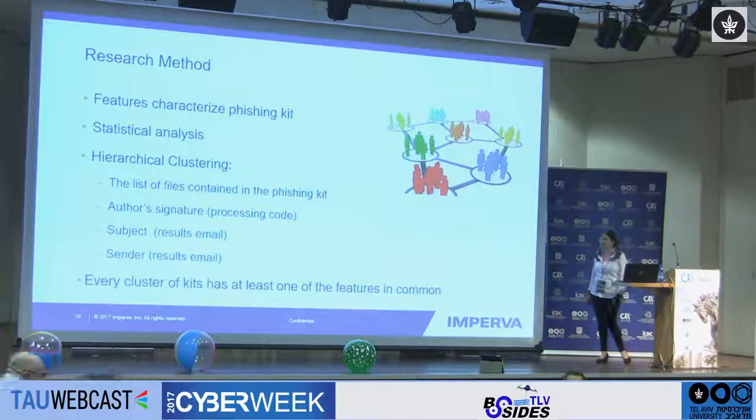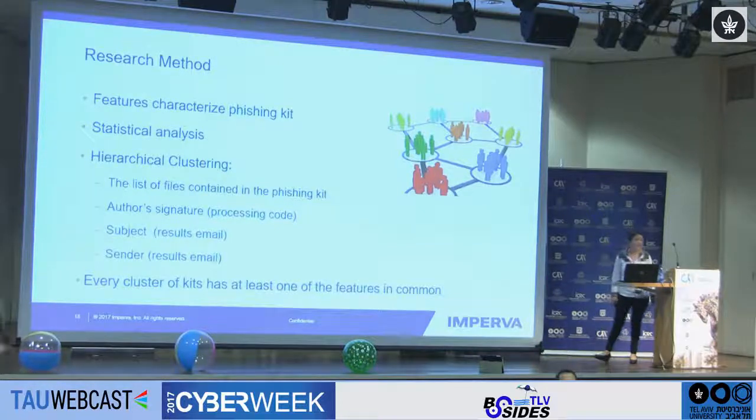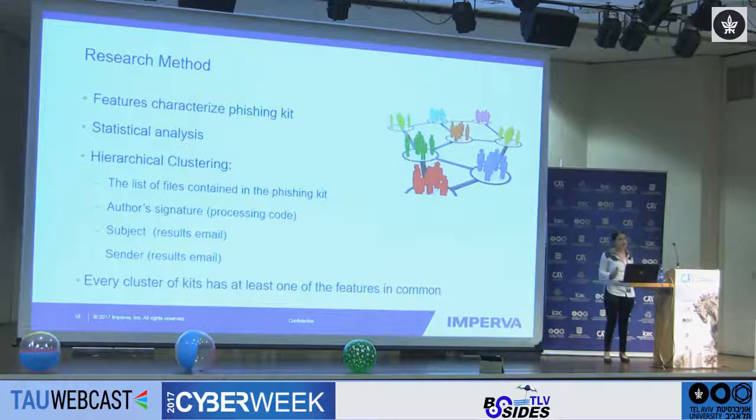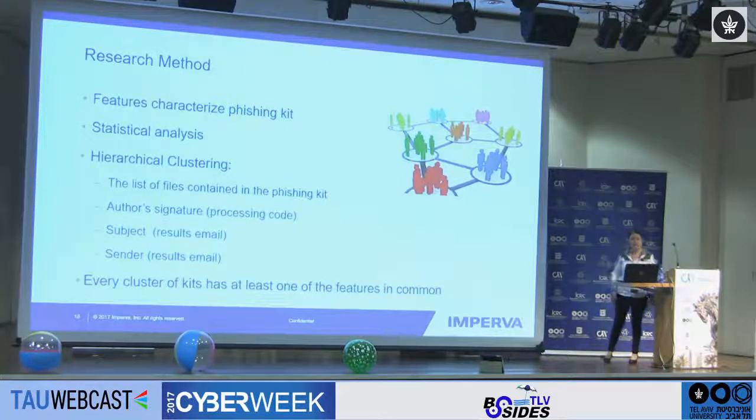In our clustering, every cluster of kits has at least one feature in common. We use a naive distance function that sets 0 if two kits have at least one common feature and 1 otherwise.